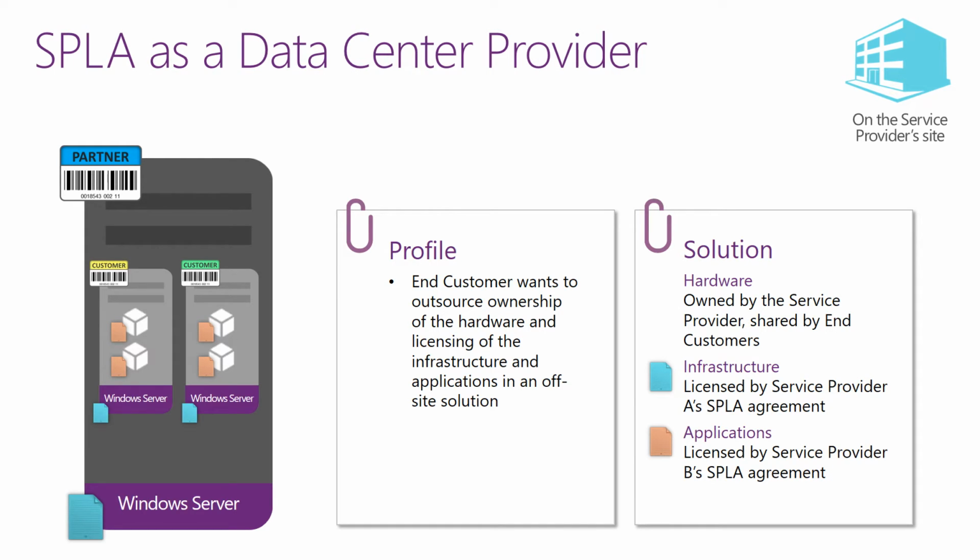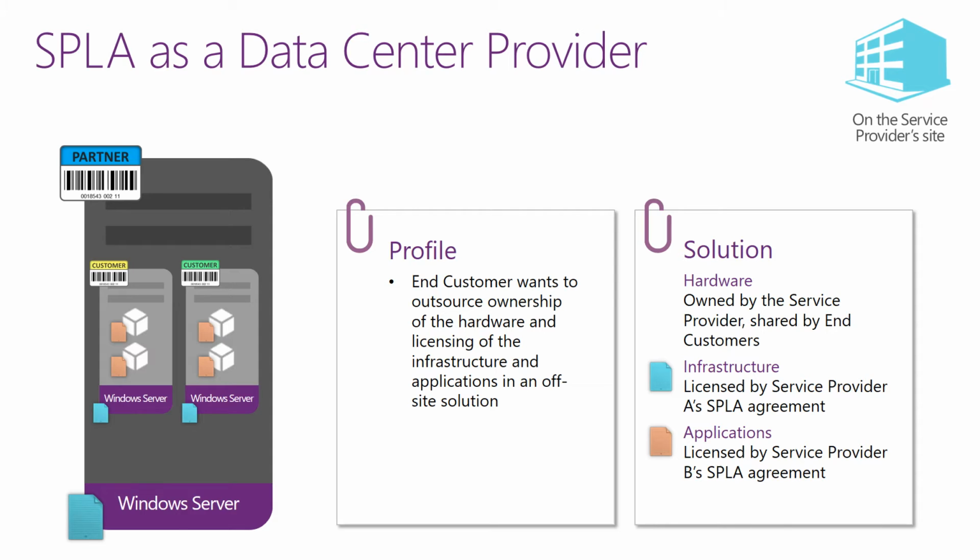This next example provides the end customer again with a fully licensed off-site solution, but this time it involves two service providers, and let's call them, quite imaginatively, A and B. Now, one of the service providers, A, acts as a data center provider, and they own and manage the hardware, and they license the infrastructure using their SPLA agreement, and these licenses are shown in blue as usual.